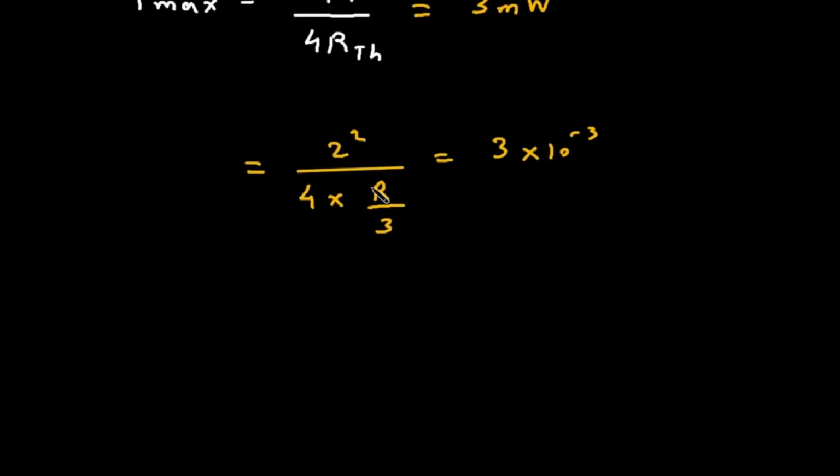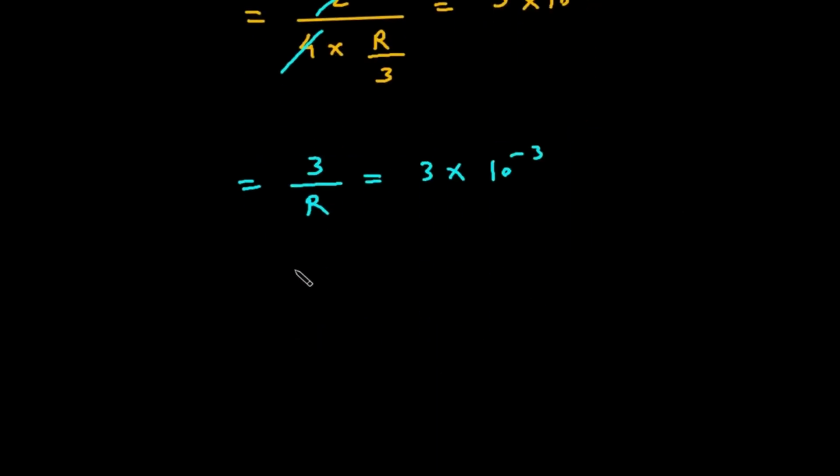Now we will simplify this. 2 square is 4. This 4 will get cancelled with this 4. And this will be 3 by R. This is 1 by R by 3 is 3 by R is equal to 3 into 10 raised to the power minus 3. So from this, R is equal to 3 divided by 3 into 10 raised to the power minus 3.